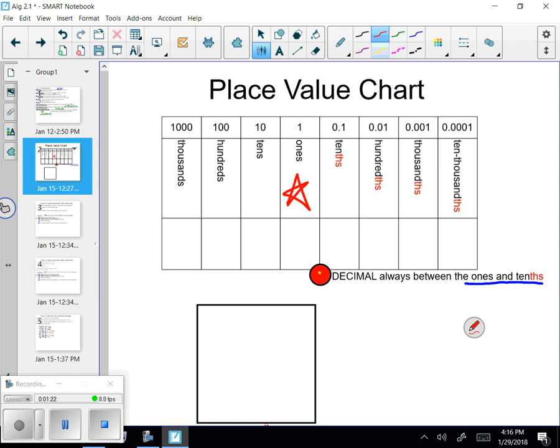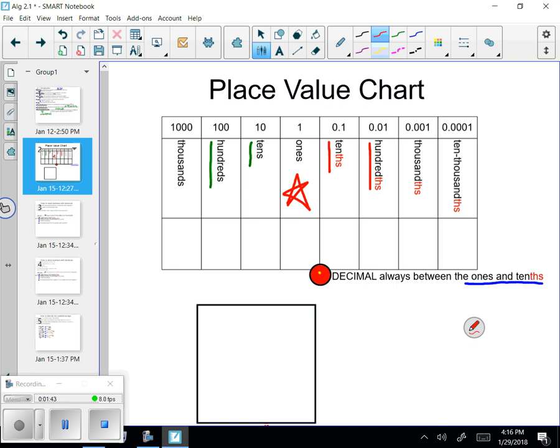Then we start with our partners. We have our whole number, tens, and then our decimal number, tenths. We have our whole number, hundreds, and our decimal number, hundredths. And it just keeps building out, kind of like your positives and negatives on a number line.